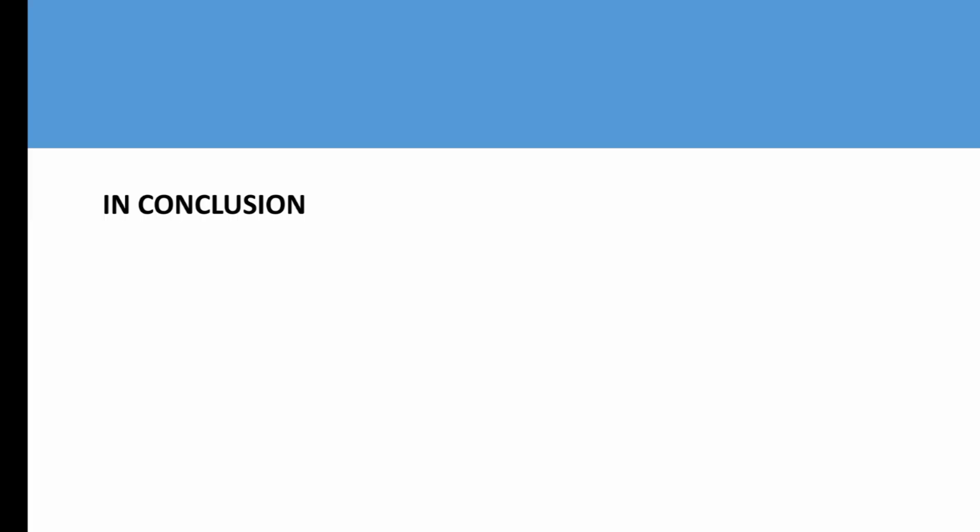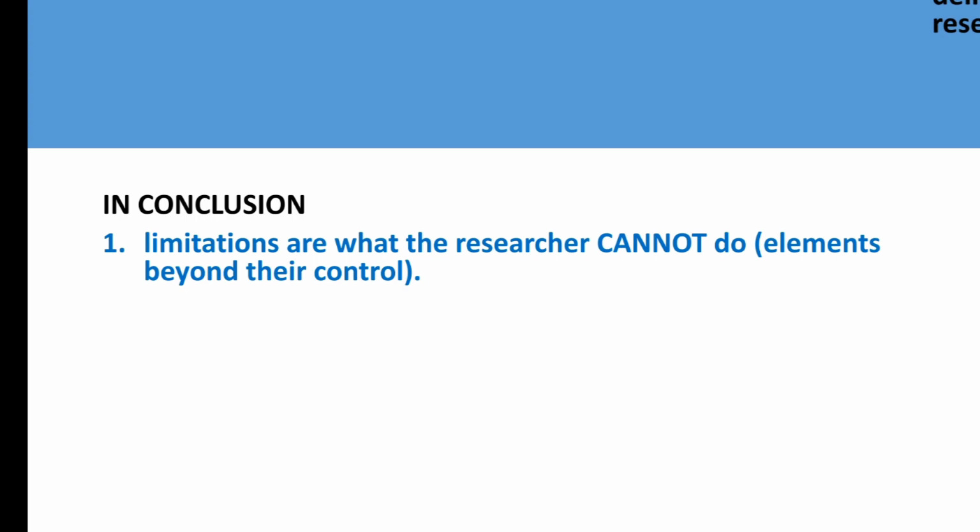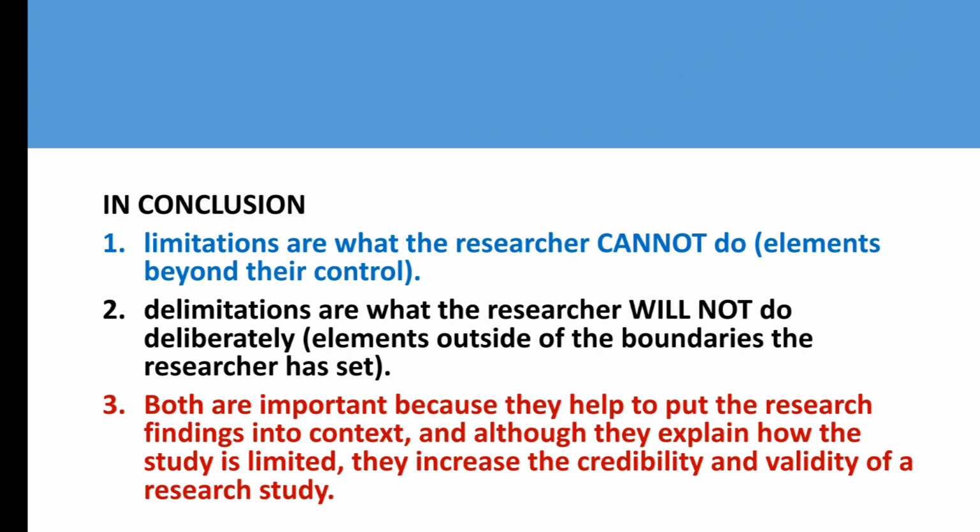In conclusion, we can say limitations are what the researcher cannot do, elements beyond their control. On the other hand, delimitations are what the researcher will not do deliberately, or we can say the elements outside the boundaries the researcher has set himself or herself. Both are important because they help to put the research findings into the context and increase the credibility and validity of the research study. I hope that you have better understood the difference between these two terms.